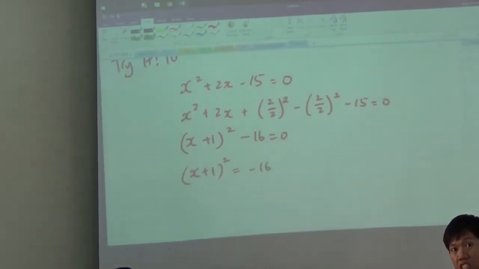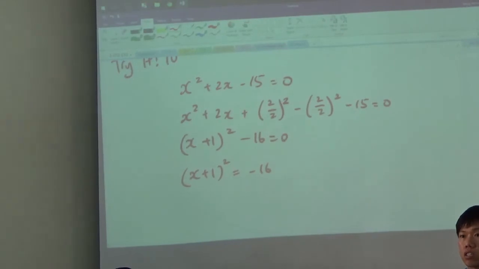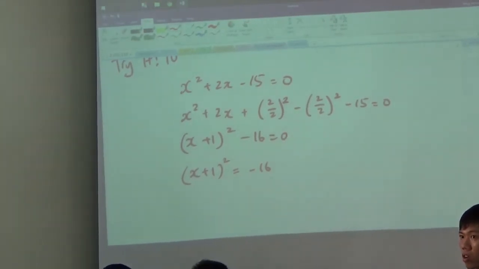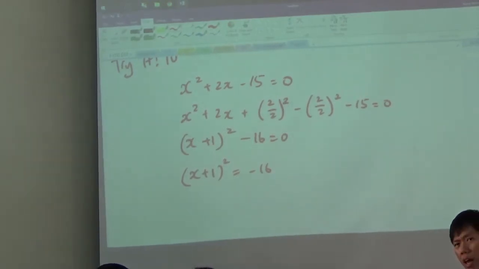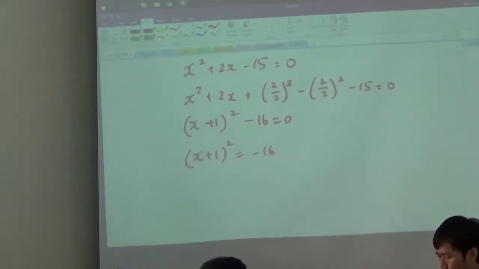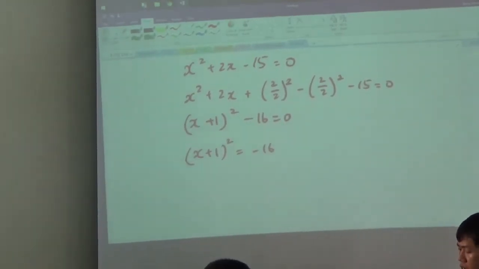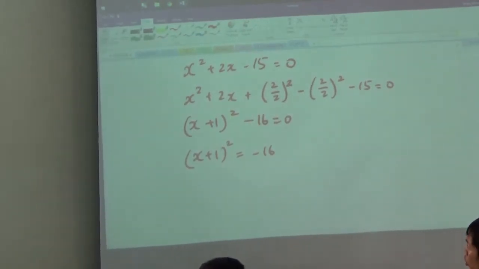Is this correct? Is this okay? Yes? No? Okay. Now, what happens if I make a careless mistake such as this? I hope you can see what a careless mistake is. Okay, what happens if this happens? How do we know that this is an error?